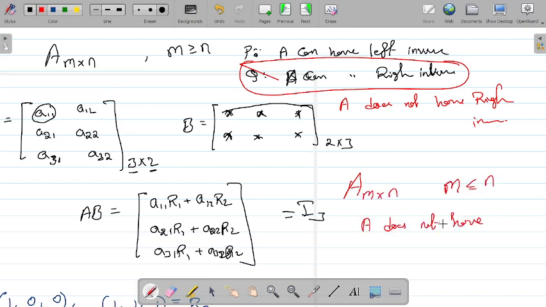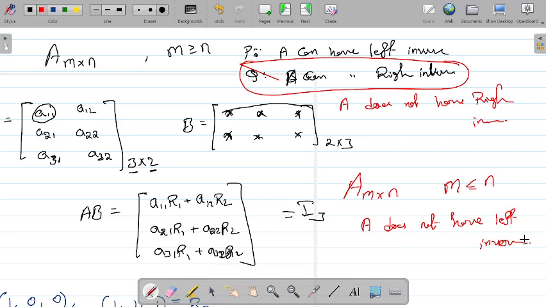Yes, exactly. So here, when you know that m is less than n, I can surely tell that A does not have a left inverse. But if you ask me about the right inverse, it may exist or it may not exist. That is different. But this one I can surely tell. It cannot have a left inverse. Whatever A you give me of size m by n, where m is less than n, I can surely tell that it doesn't have a left inverse.